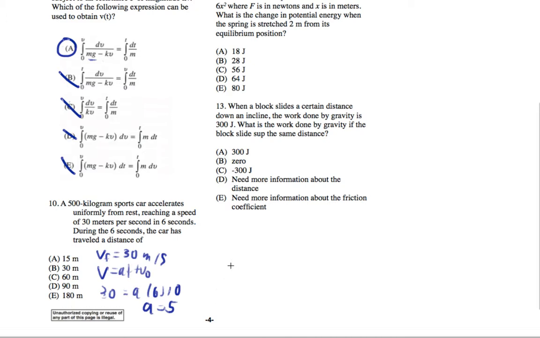And we start from rest, so let's get that distance that it travels. So we have x equals 1/2 at squared plus 0 plus 0. X equals 1/2 times 5 times 36, because that's 6 squared. And so I'm getting 5 times 18. And I'm getting 90 meters worth of distance.